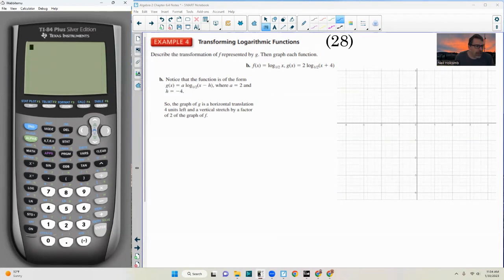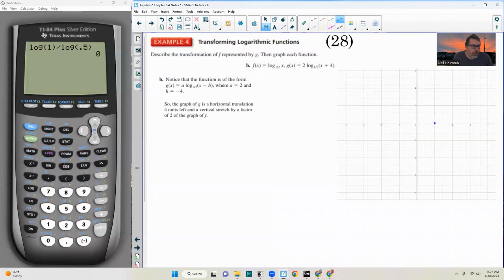So I'm going to take the log of 1. I'm going to start with 1. And I'm going to divide that by the log of 1/2, which is 0.5. So that would be log base 1/2 of 1. That's how you enter that in the calculator. And I get 0. So at X equals 1, we're at 0. Okay, so that is right here.